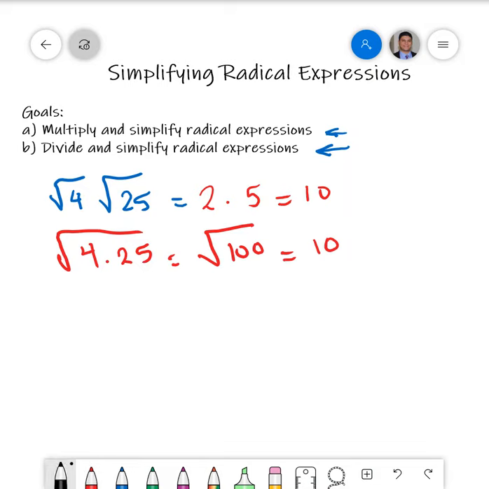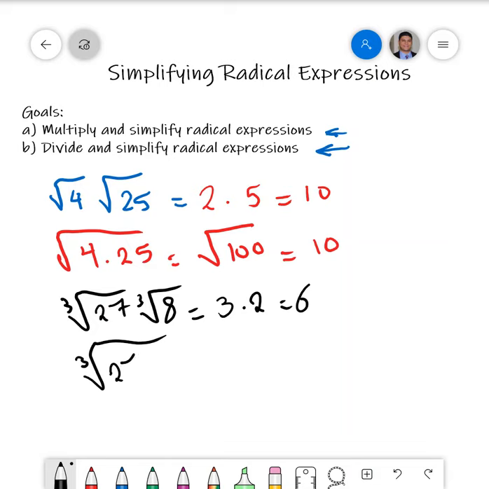Likewise, another example here: third root of 27 times third root of 8 is equal to 3 times 2, equal to 6, and also third root of 27 times 8 is equal to third root of 216, equal to 6. These examples suggest the following rule: the product rule for radicals.